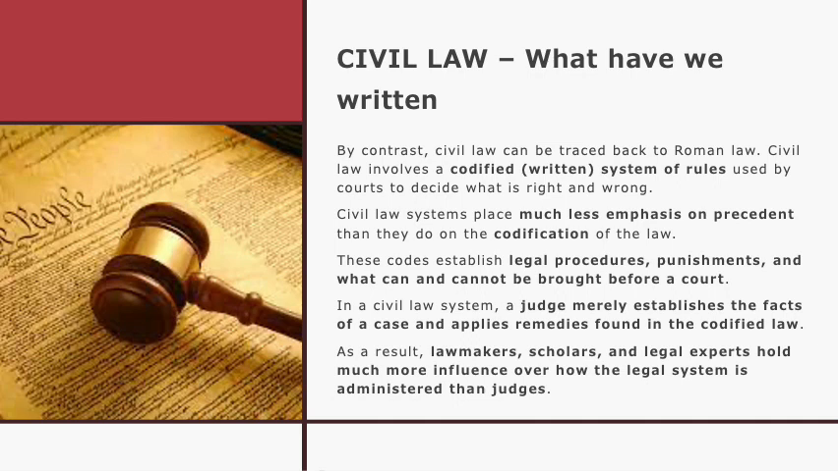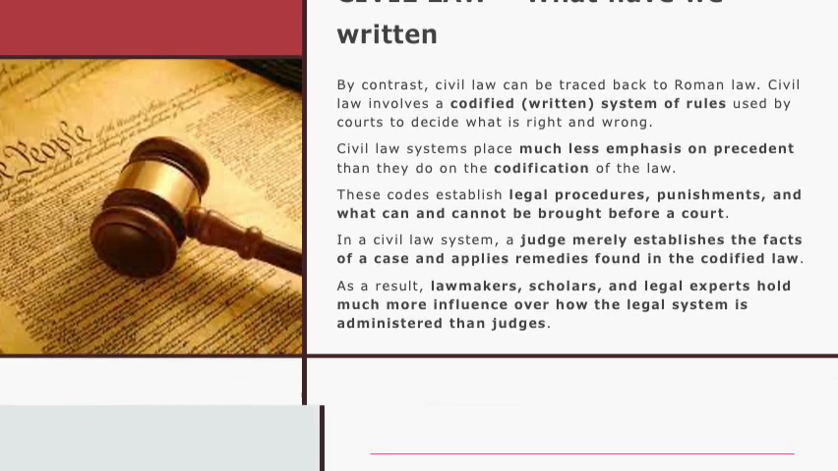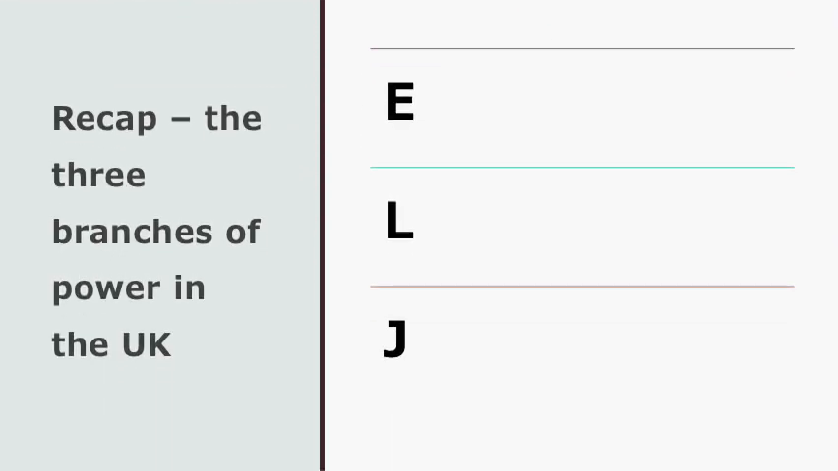So under common law, judges hold a lot of power. They make the decisions, they interpret based on precedent. Under civil law, judges don't have as much power. They apply what's written down. They have to look at the facts and apply what it says. Okay, so in your workbooks, just make sure you have got a definition written of common law and civil law.